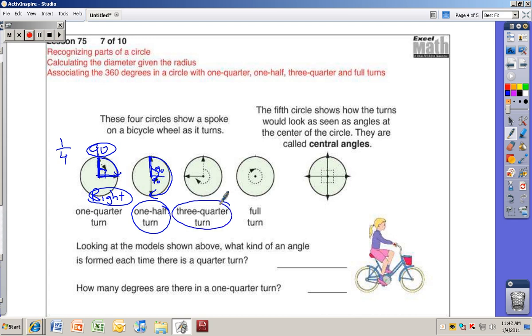What about a 3/4 turn? What would that be? 270, right? And then a full turn. You start here, you go all the way around. What's that? 360. Just like when you're on your skateboard and you flip your skateboard all the way around, it's called a 360.